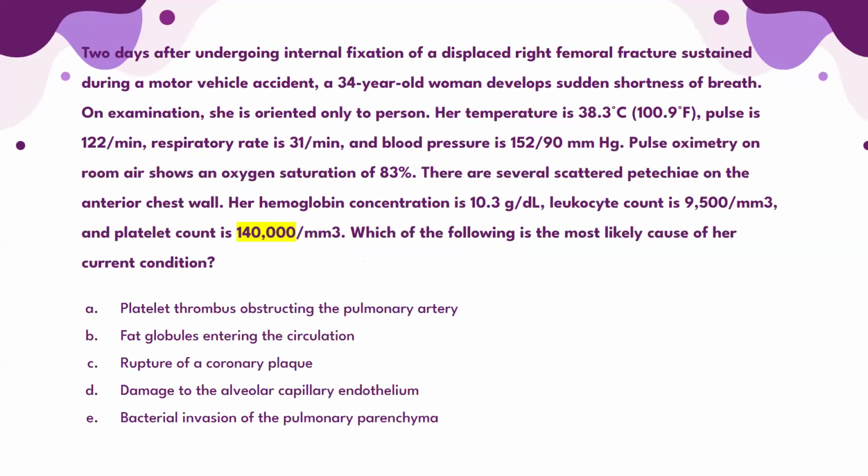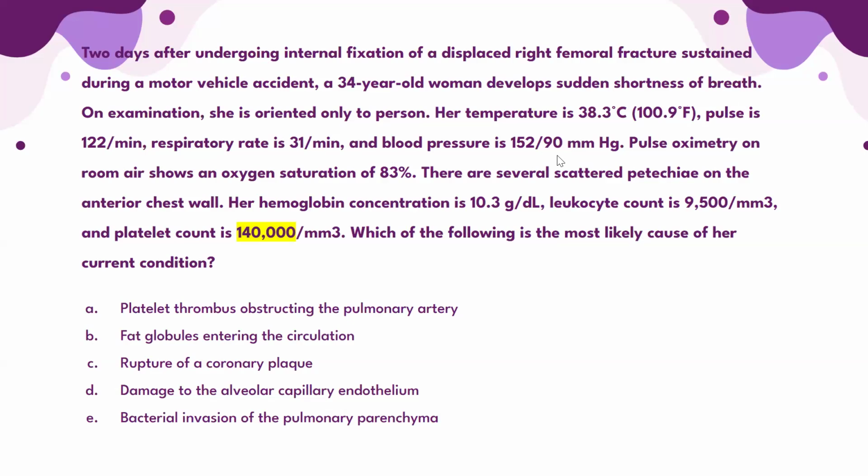All right. 2 days after undergoing internal fixation of a displaced right femoral fracture, a 34-year-old woman develops sudden shortness of breath. On examination, she is oriented only to person. So she's a bit disoriented. This tells us that there are some neurological symptoms, right? The shortness of breath tells us there are some pulmonary symptoms. Her temperature is high, so she has a fever. Pulse is super high as well, 122. Respiratory rate is also elevated, and then the blood pressure is elevated. This is hypertension as well.